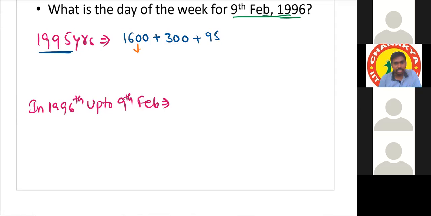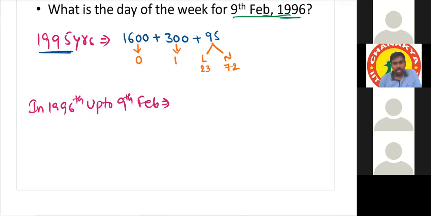Okay, 1600. How many odd days? Zero, in 300 years. Sir, 95. We have to split into leap plus non-leap. How many leap years? 23. Yes, correct. If it is 24, it means 96. Yes, 23 leap years, and non-leap years are 72. Remaining is 72.